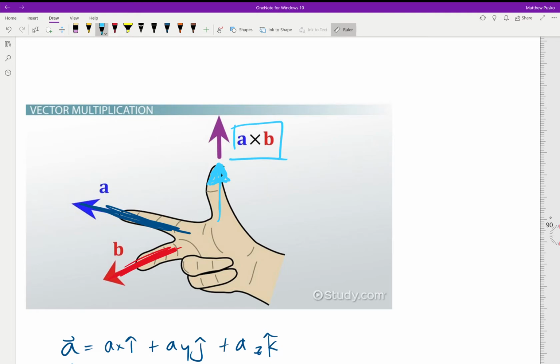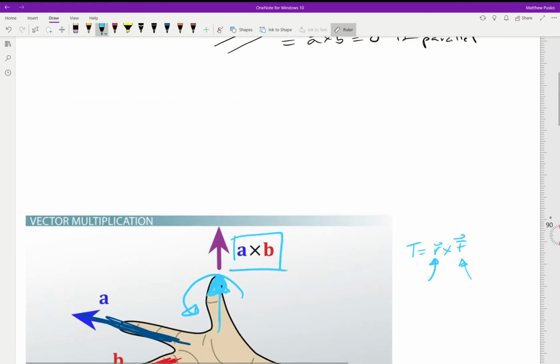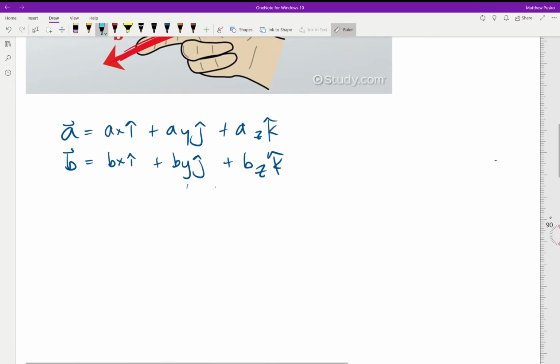So if you're thinking about torque, torque is equal to R crossed into F. The position vector from the point of rotation, crossed into the force that's applied, and force is also a vector. So it'll give you the rotation axis at least. So it always helps to visualize it.